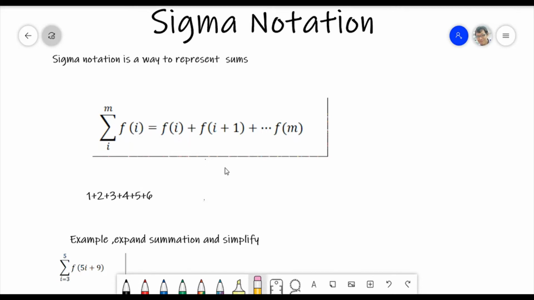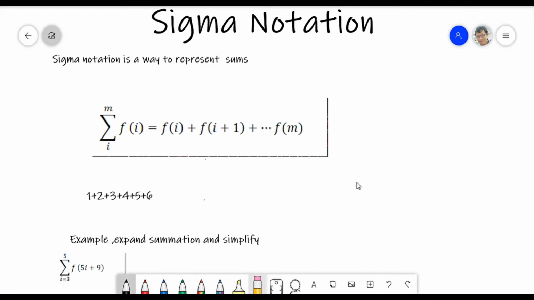You might say, why do we learn this? I told you, it's very important and very useful in the future. Let's give an example that I see here. They have 1 plus 2 plus 3 up to 6, right? This is a summation. How do we write it in sigma notation?